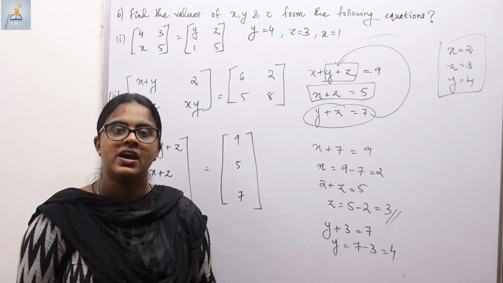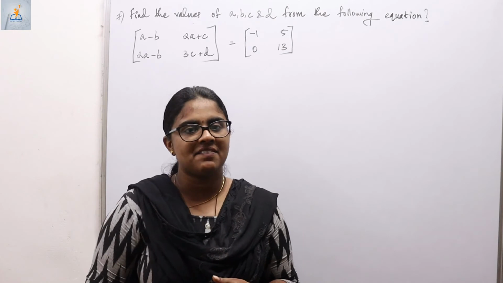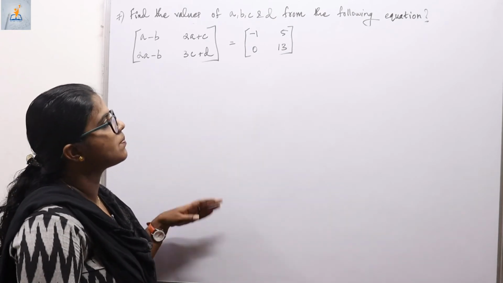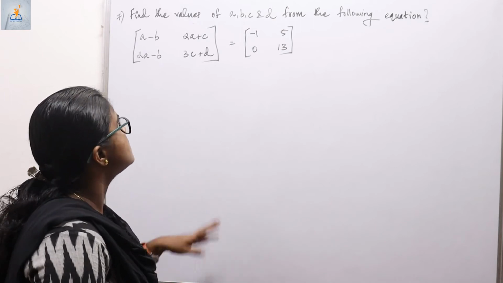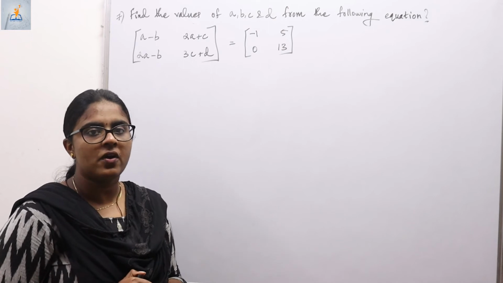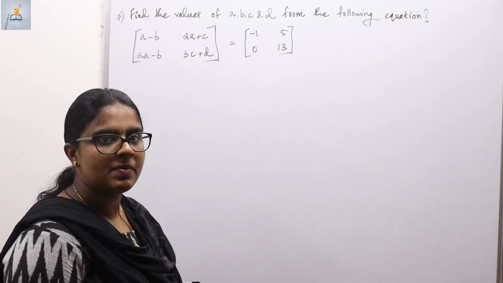Now we shall move to the seventh question. Now the seventh question asks to find the values of a, b, c and d from the following equation. So it is given that these two matrices are equal. So the corresponding elements of these two matrices will be equal.